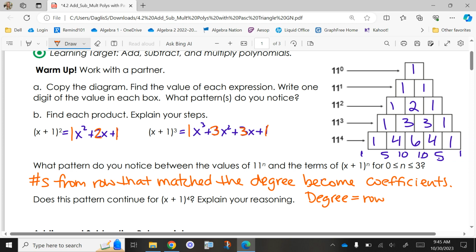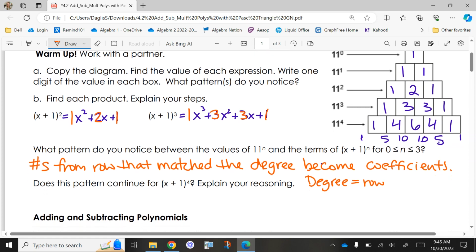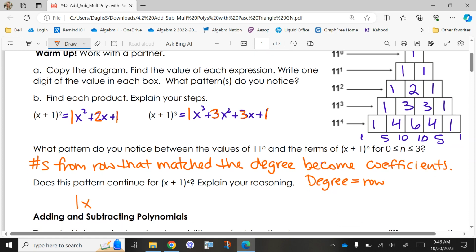Do you think that would continue if I moved on to x plus 1 to the power of 4? It does. So without having to do all the multiplying that you probably had to do for x plus 1 squared and x plus 1 to the power of 3, now instead of multiplying it by itself 4 different times, you could say it's going to be 1x to the power of 4 plus 4x to the power of 3 plus 6x squared plus 4x plus 1.